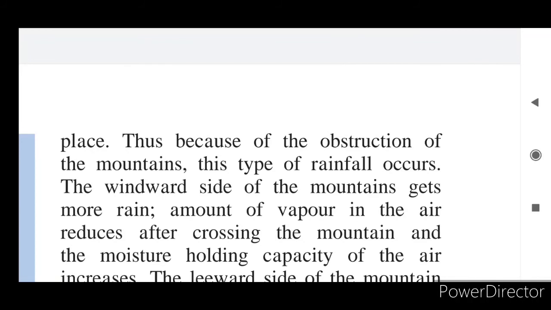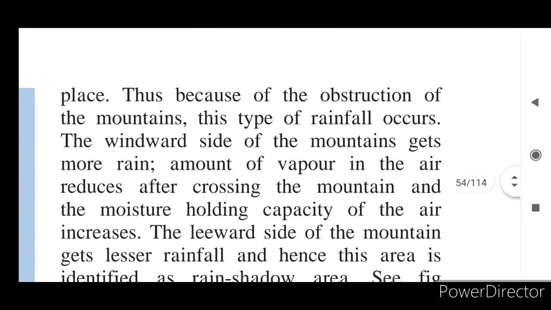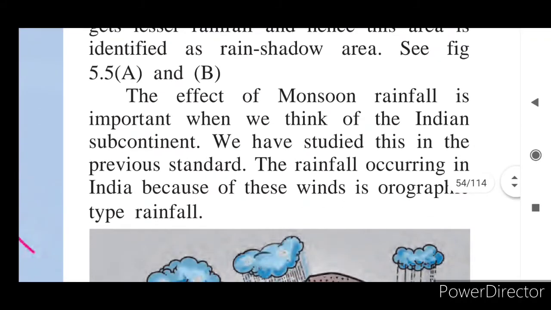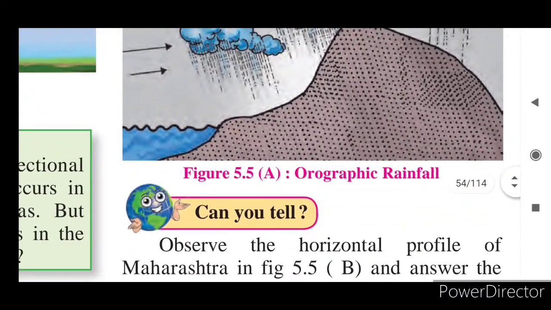The windward side of the mountain gets more rain. The amount of vapor in the air reduces after crossing the mountain and the moisture holding capacity of the air increases. The leeward side of the mountain gets lesser rainfall and hence this area is identified as the rain shadow area. See figure 5.5A and B. Now we will see the first, 5.5A.